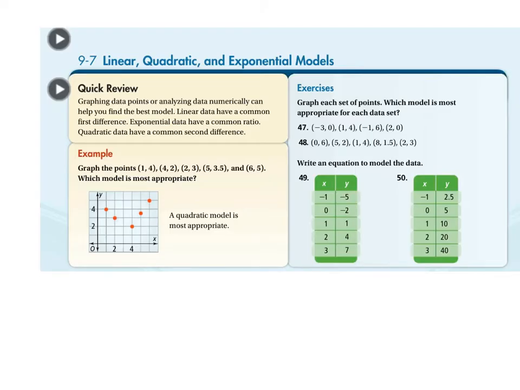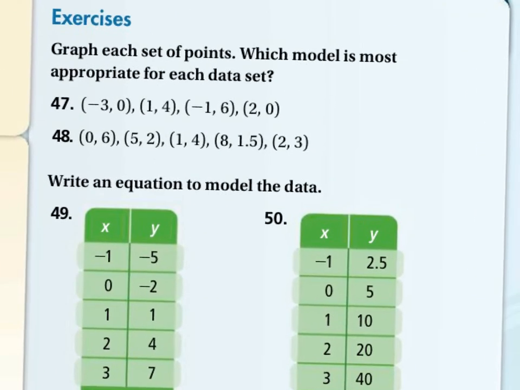Lesson 7 was where we were trying to figure out which model would be most appropriate for the data set. So for number 47, one thing, if you'll notice, their x values are not all in order. So this one, if we were going in order by the x values, this one would be over there. But even at that, we've got -3, then -1, then 1, then 2. So we're not consistently going just to the next x value.